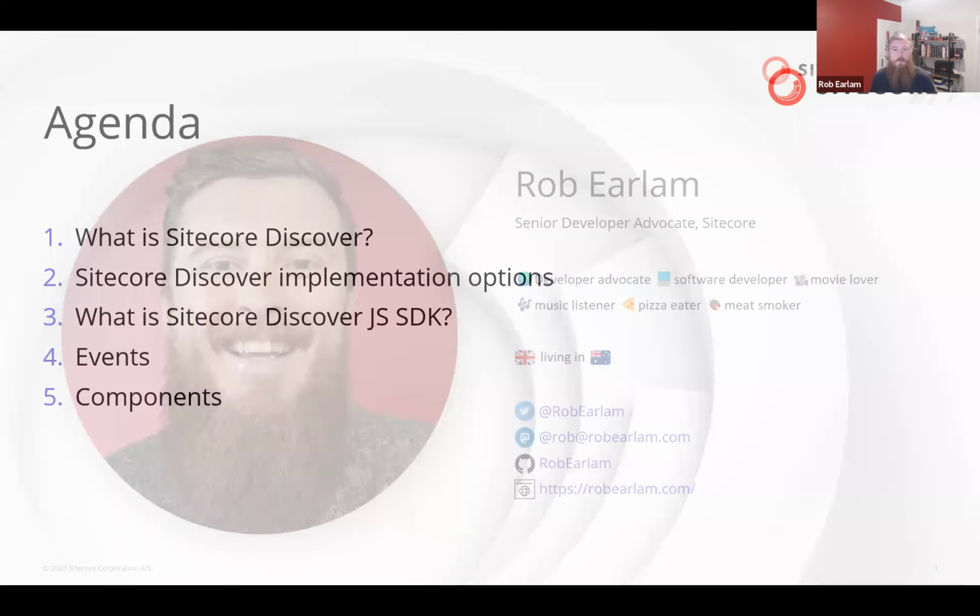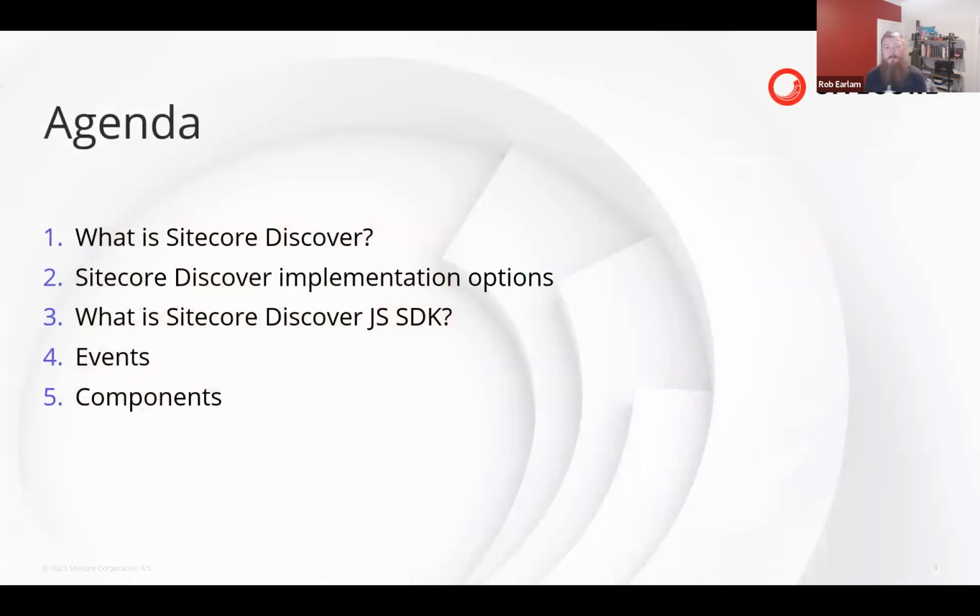Okay, so what are we going to cover today? Well, we're going to give a little brief introduction to what Sitecore Discover is. I'm not going to go too deep into Discover itself, but we are going to talk a little bit about the implementation options that you have, because there's a few different ways you can integrate Discover into your commerce experiences. And after that, we're basically going to drill down into the JavaScript SDK. So we're going to talk about what's included in there and the two different models of interaction we have, which is how you can send event data into Discover, which is then used to train all the AI and power all these experiences you're going to build, and then how you can create these components that deliver those experiences.